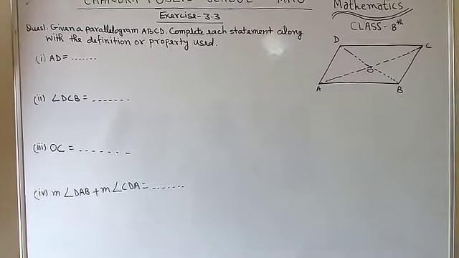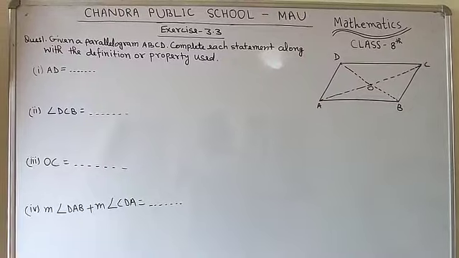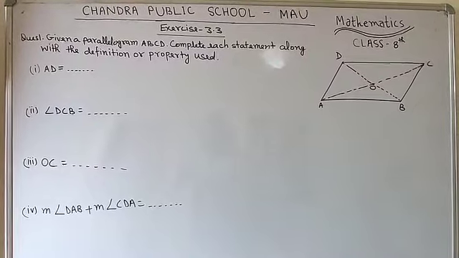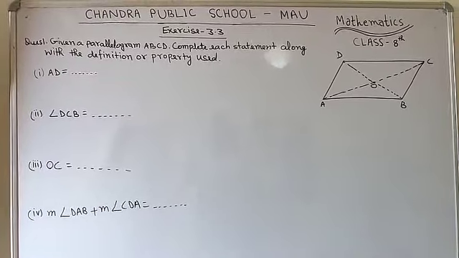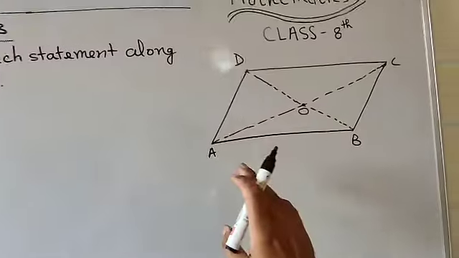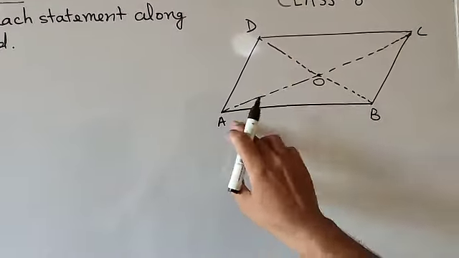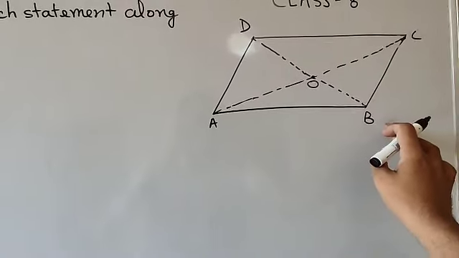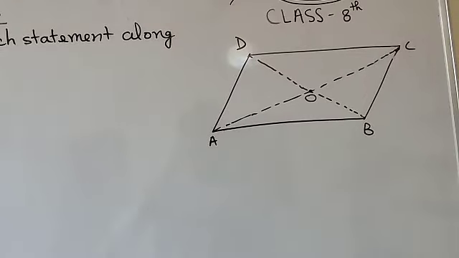So students, in the previous video I had explained the different properties of the different types of quadrilateral. Once you go through that, you will easily be able to find this. Here I am going to explain the diagram first. ABCD is given as a parallelogram. Here AC and BD are the diagonals of the parallelogram which are intersecting at point O. So these things are given in the diagram.